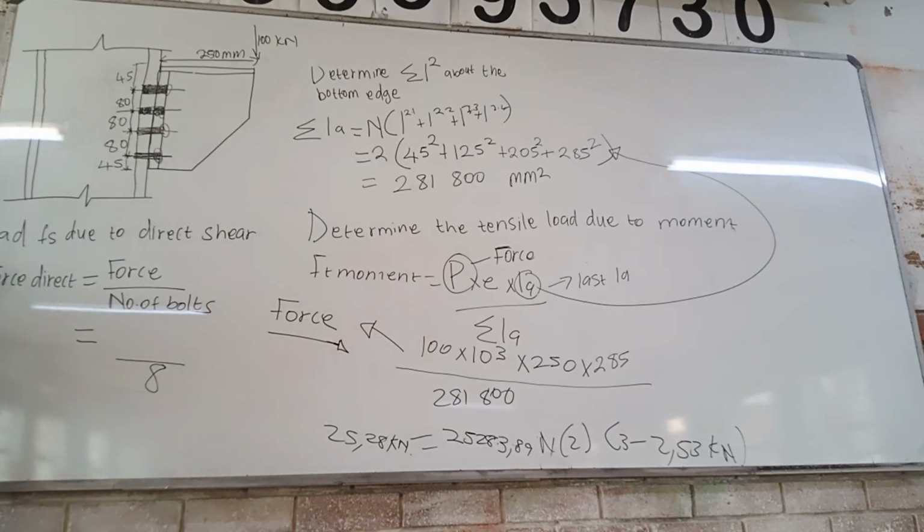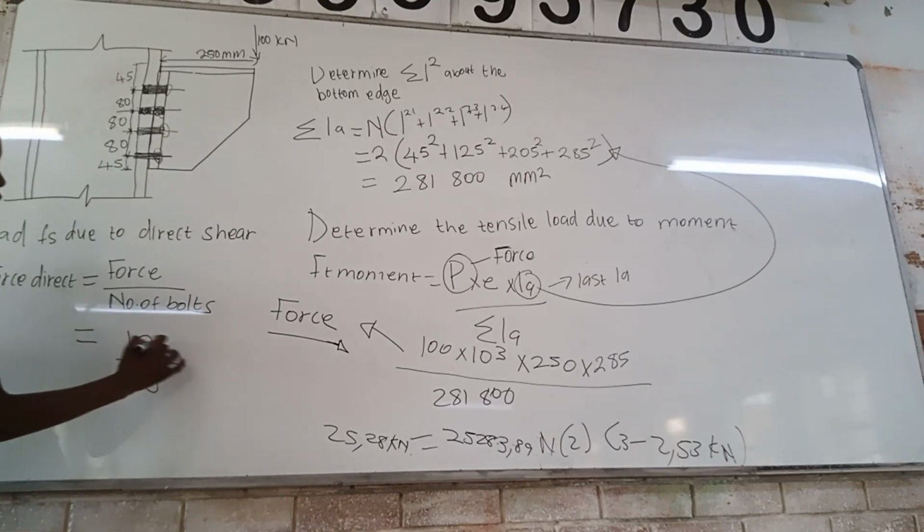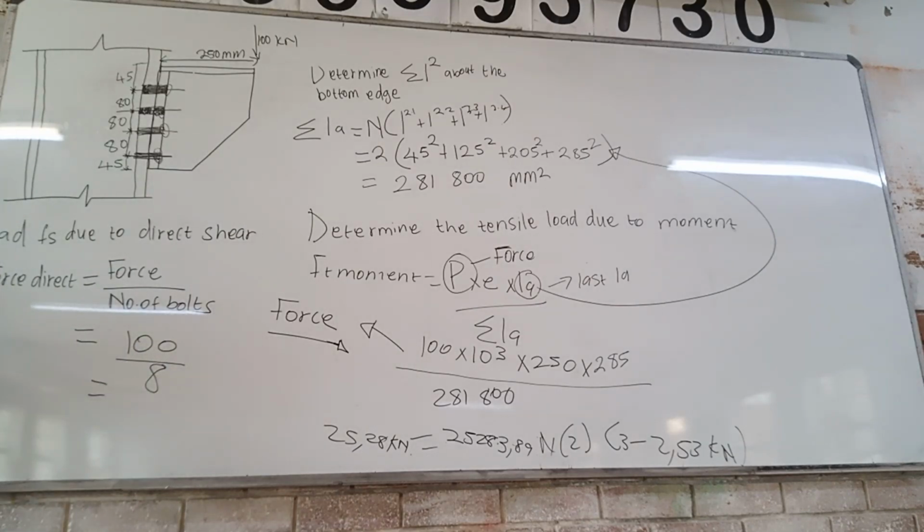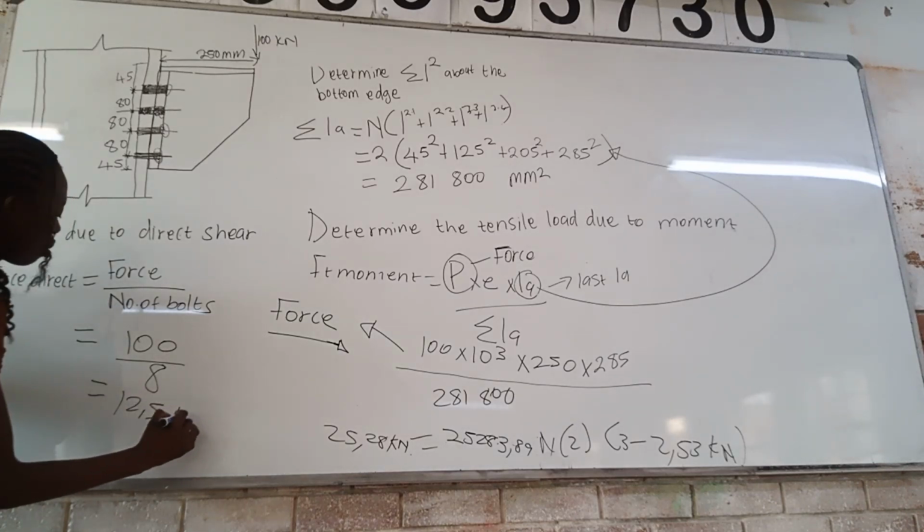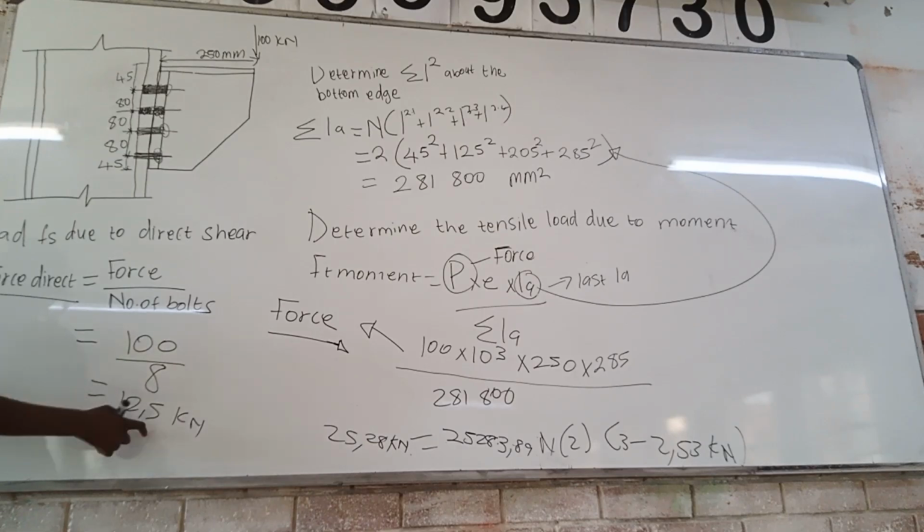So what is our force? 100 kilonewtons. What do we get? 12.5 kilonewtons. Remember that we wanted the force, so it has to be in kilonewtons.